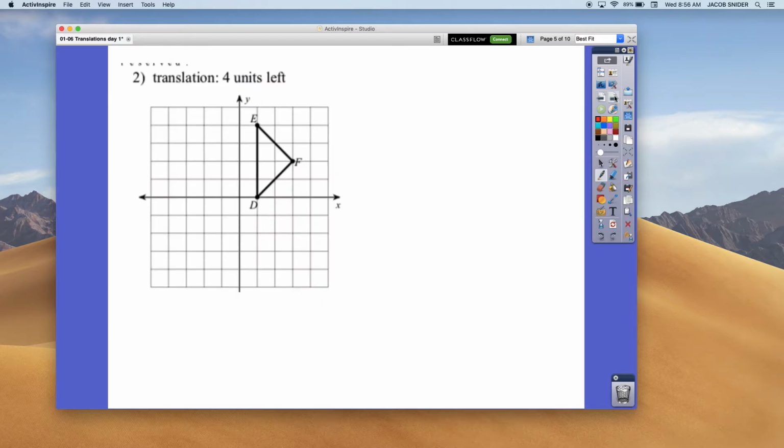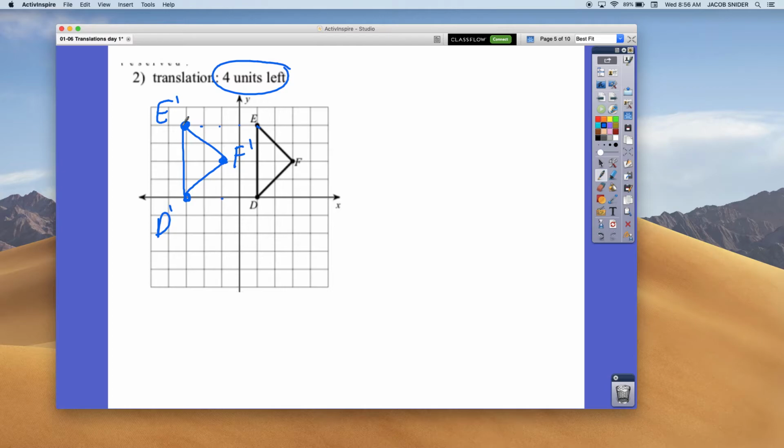All right, what about this one? 4 units left. So we're going to go 4 units to the left. Translate, 4 units left. All right, E. Count it over left: 1, 2, 3, 4. There's E prime. D: 1, 2, 3, 4. D prime. F: 1, 2, 3, 4. F prime. There we go.